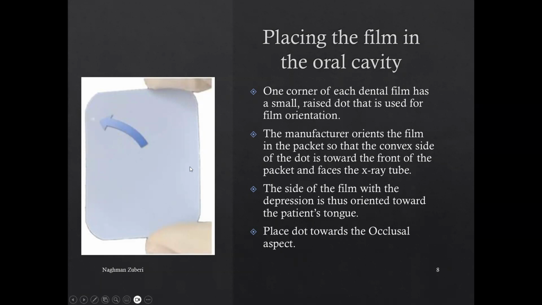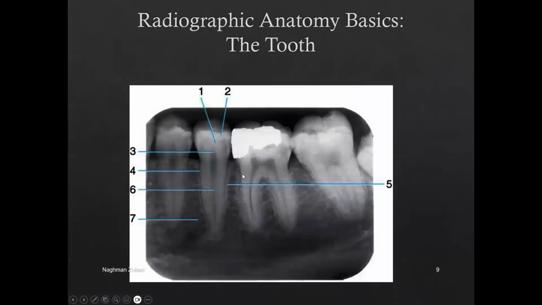Remember these things. An easier way to orient and to see left and right: if you are holding it so the notch is towards you, you will be able to see whether it is left or right, like my left is the patient's right and my right is the patient's left. Remember this. And this dot will be towards the occlusal surface, so we will be able to see whether it is an upper or a lower X-ray. Remember these points before we proceed further.